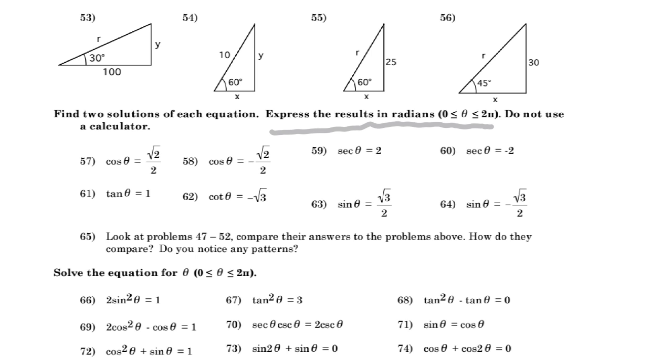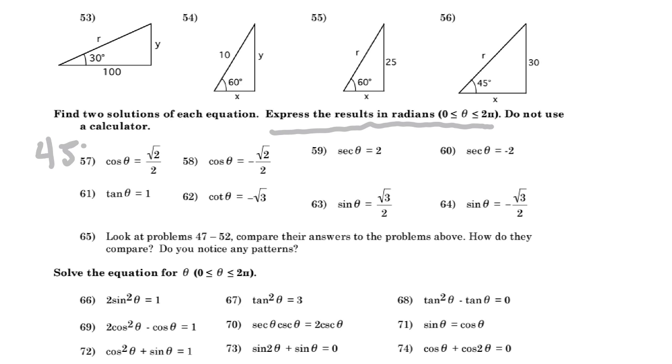Let's talk about this. 57 says the cosine of theta is equal to square root of 2 over 2. So they're wanting to know where cosine is going to be square root of 2 over 2. Well, if you look at your unit circle and refer back to it, we know it's going to be an increment of 45 degrees. So we know one answer here is 45 degrees, okay? So the cosine of 45 is positive square root of 2 over 2.